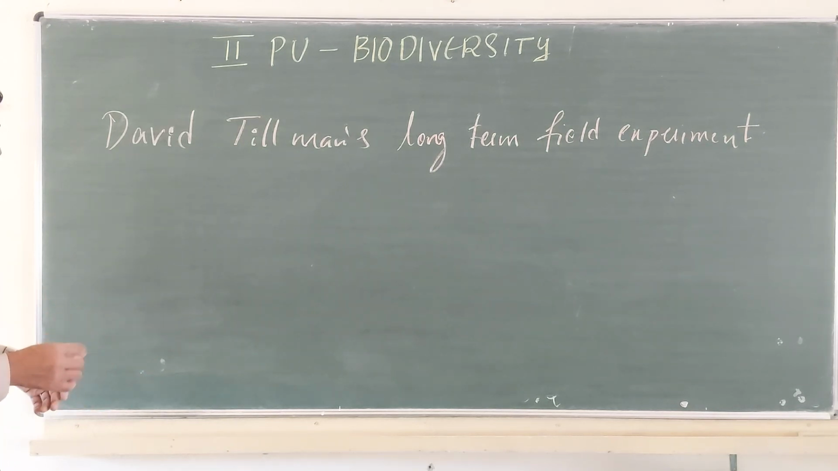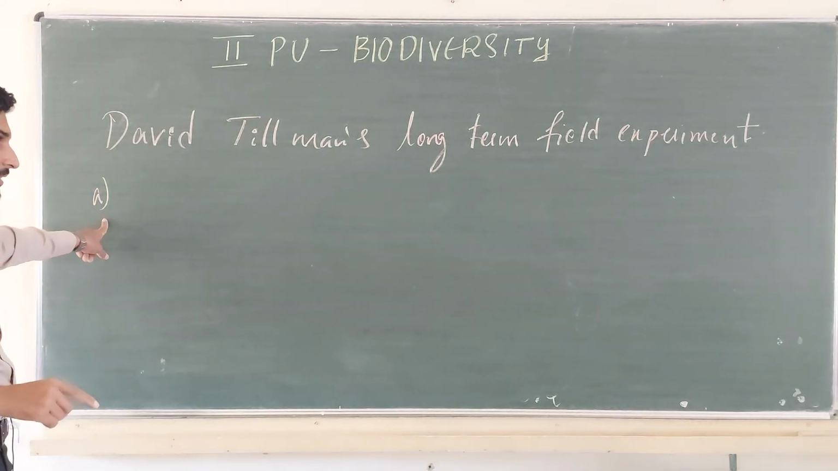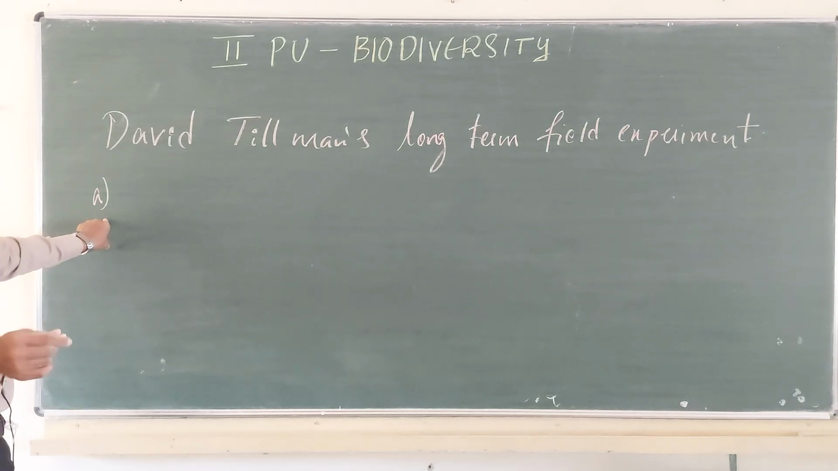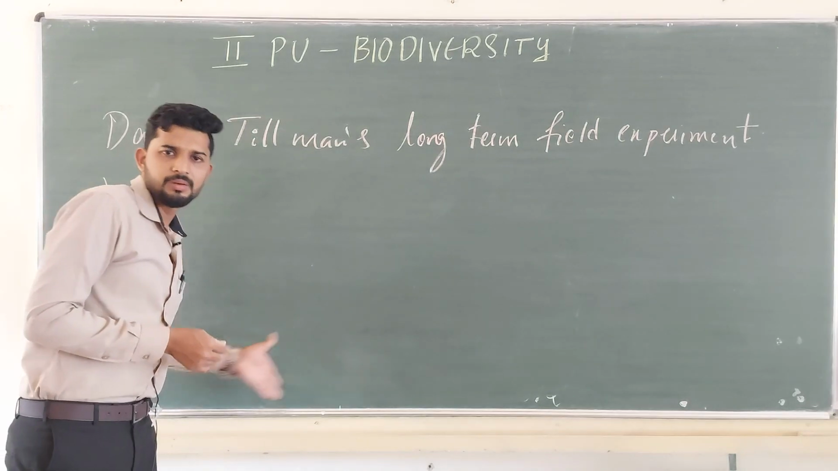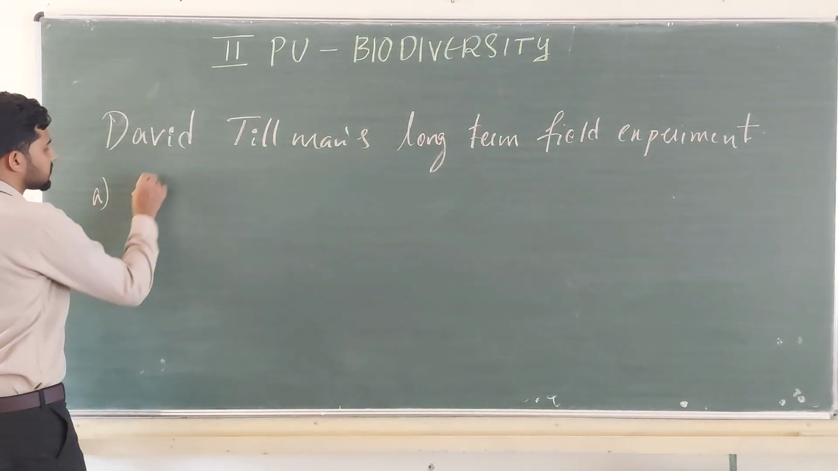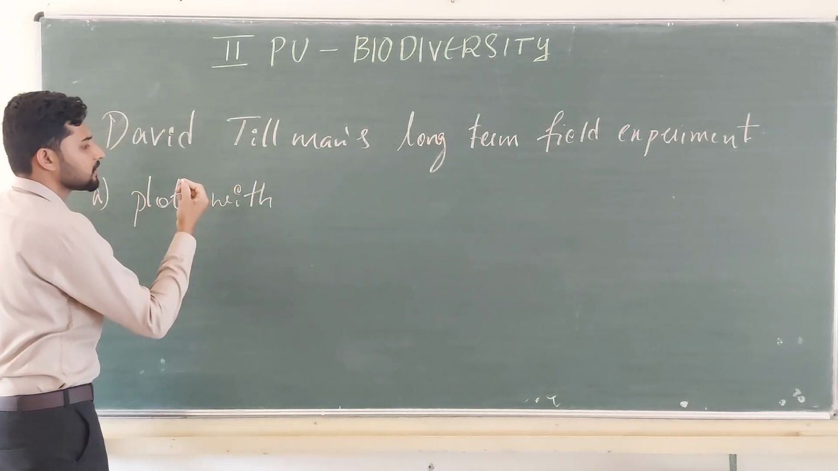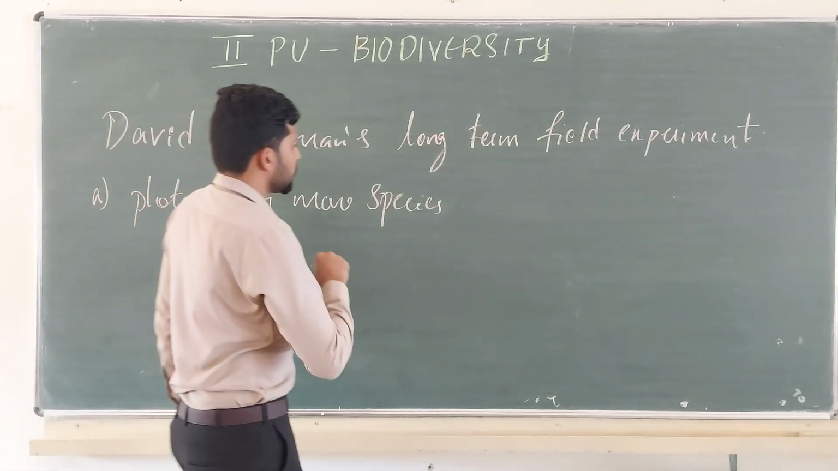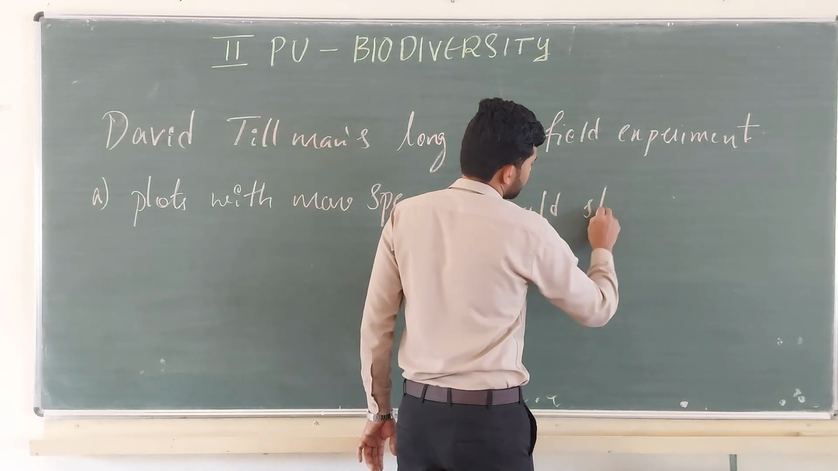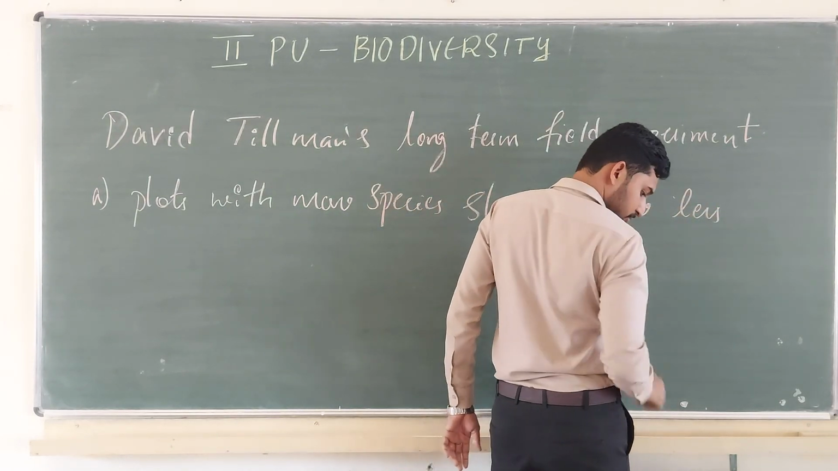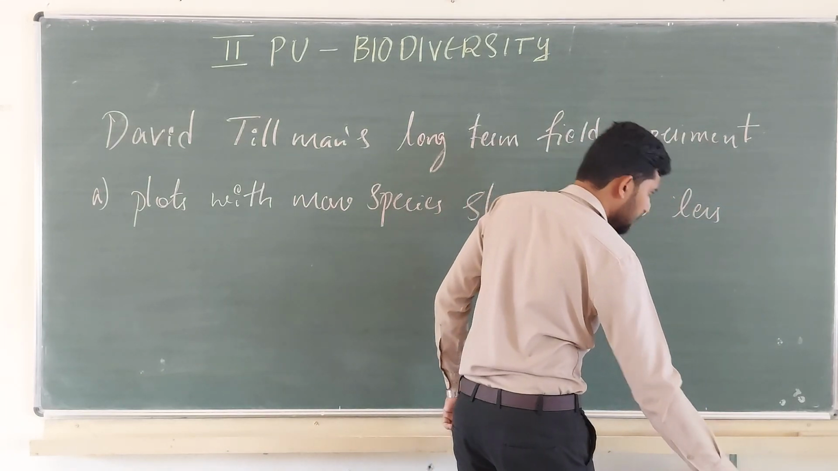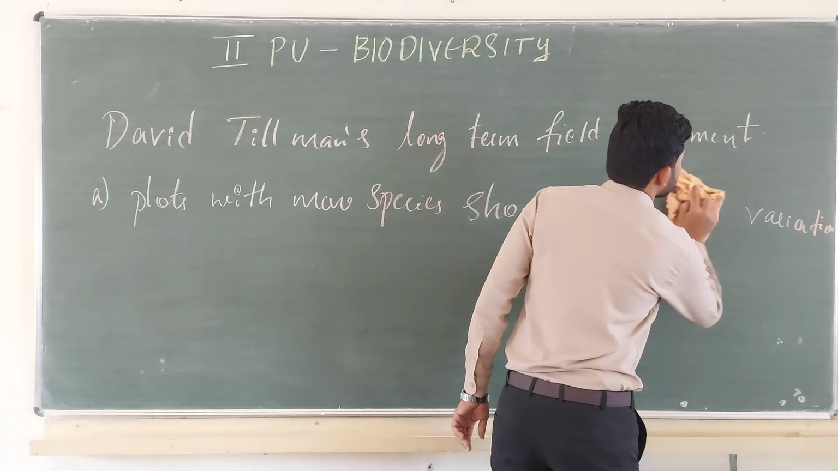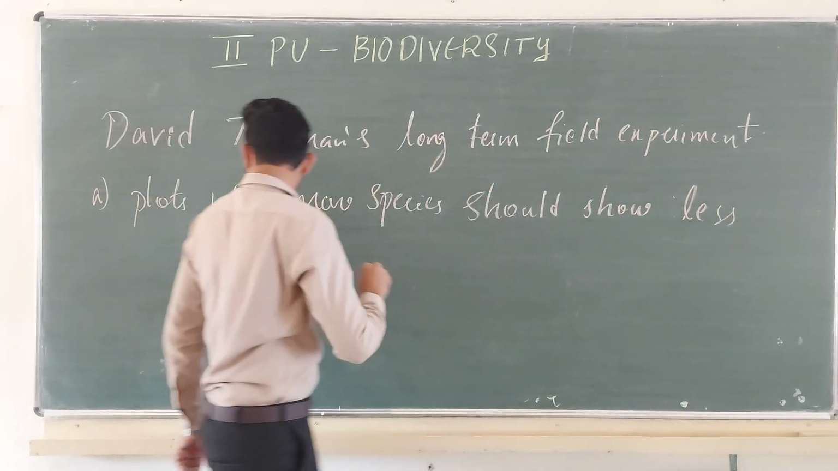Say you have a plot. I begin from the first. The plot which says you have a higher number of species, a great amount of species. If a plot says nothing but more area, more species, right? Okay. Plots or area plots with more species should show less year to year variation.